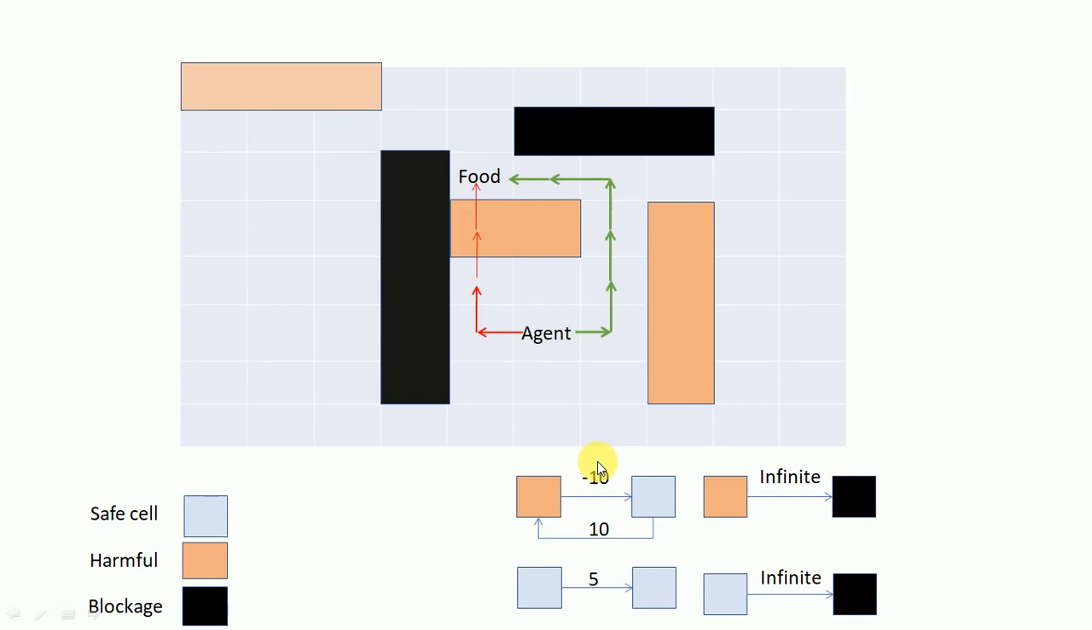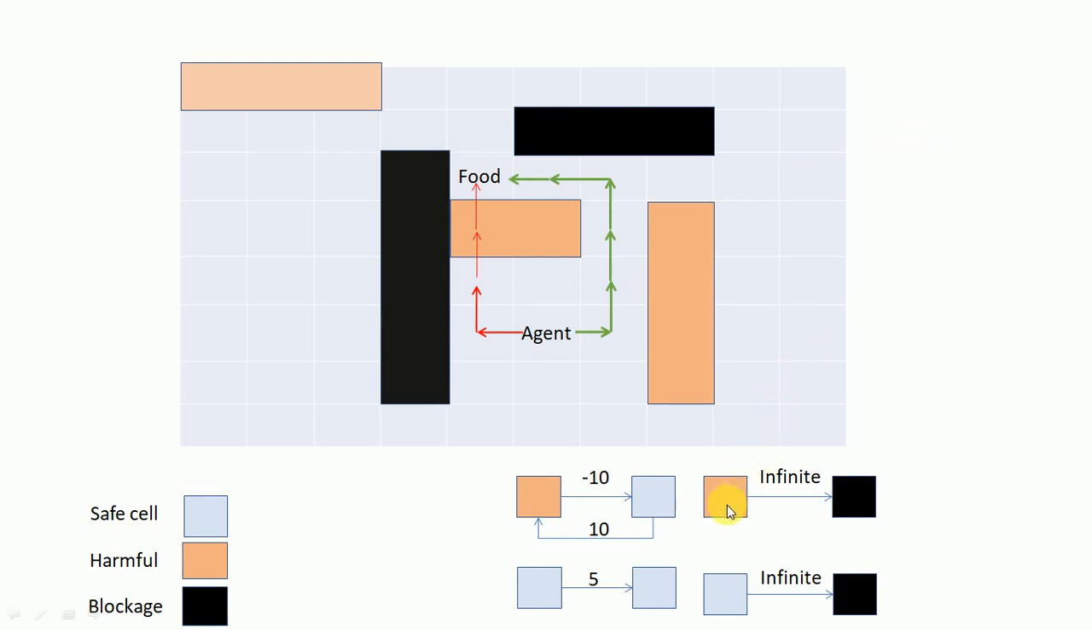That is, the agent will get 10 rupees or $10 for going from a harmful cell to a non-harmful cell or a safe cell. But if he goes from a safe cell to a harmful cell, he will incur a cost of 10. He has to give 10 rupees. Okay, so he is more likely to avoid going from a safe cell to a harmful cell, and he's more likely to go from a harmful cell to a safe cell.